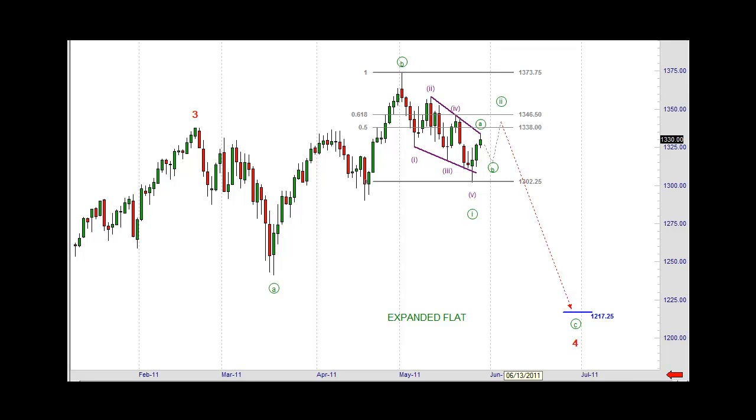If I'm right, expect a 3-wave decline that should not drop below 1302.25, followed by a 5-wave advance to complete wave 2. Thereafter, the market should turn decisively lower in 5 waves, where wave C of wave 4 equals 1.618 of wave A at 1217.25.